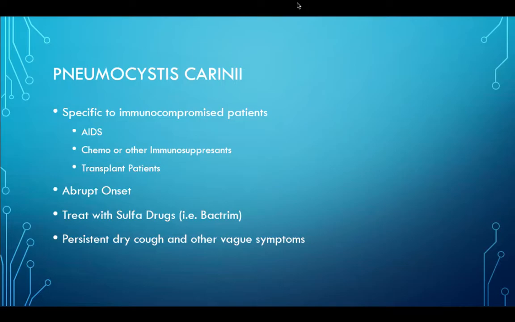Pneumocystis carinii is specific to immunocompromised patients like AIDS, those getting chemo or on immunosuppressants, or transplant patients. That's a specific type of organism. And we treat with sulfa drugs like Bactrim.